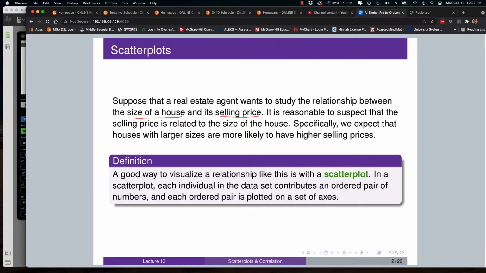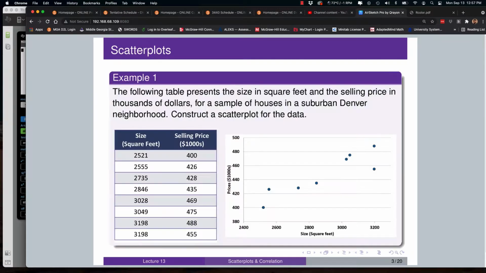Specifically, we would expect that houses of larger sizes are more likely to have higher selling prices, just in general. There are more factors that go into it than this, but this is a simplistic way to look at it. A good way to visualize this relationship is with what we call a scatter plot. In a scatter plot, each individual in the data set, in this case the homes, contributes an ordered pair of numbers, and each ordered pair is plotted on a set of axes. I've got that data set here on the next page.